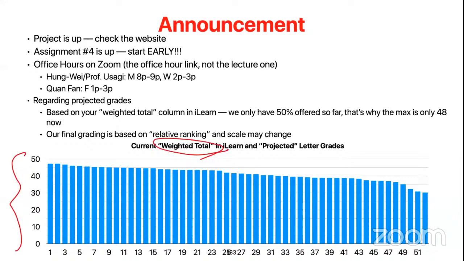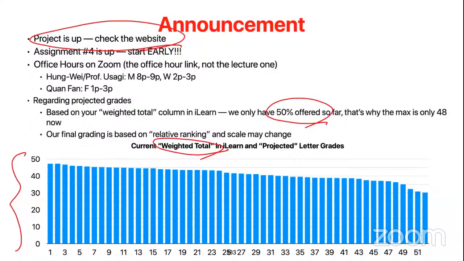This is the weighted total that you can find in your iLearn. The reason I put the weighted total instead of your midterm grades is that the midterm is only an item that accounts for 25% of your grade. What really determines your overall letter grade at the end of the quarter is the weighted total. Some of you are asking me why you only see 40-ish or 30-ish in your weighted total. It is because currently we only have 50% of the grades offered so far. The other 50% is 35% from your final and 15% from your project, which is already up, and I don't see a lot of you starting to work on it.